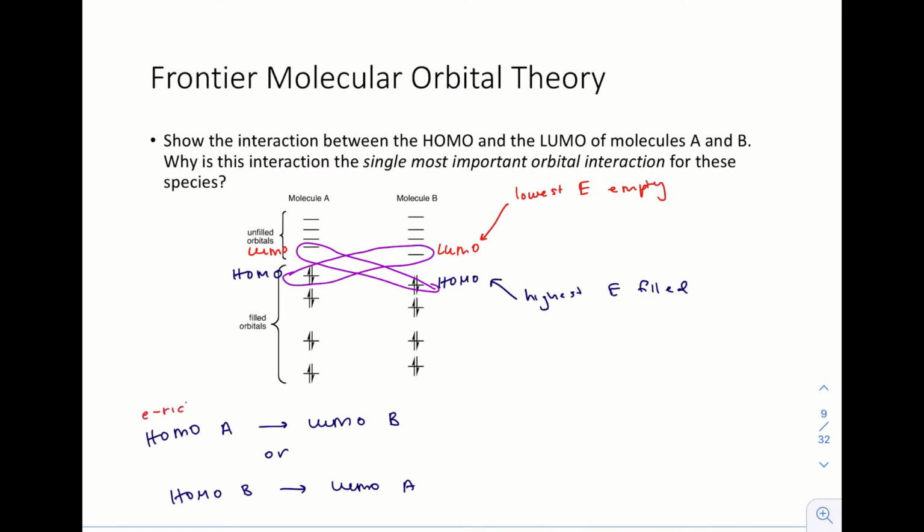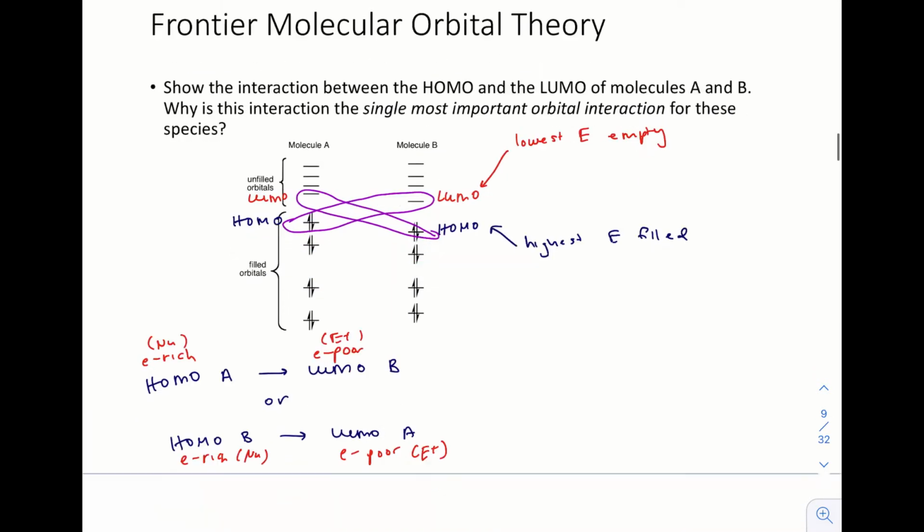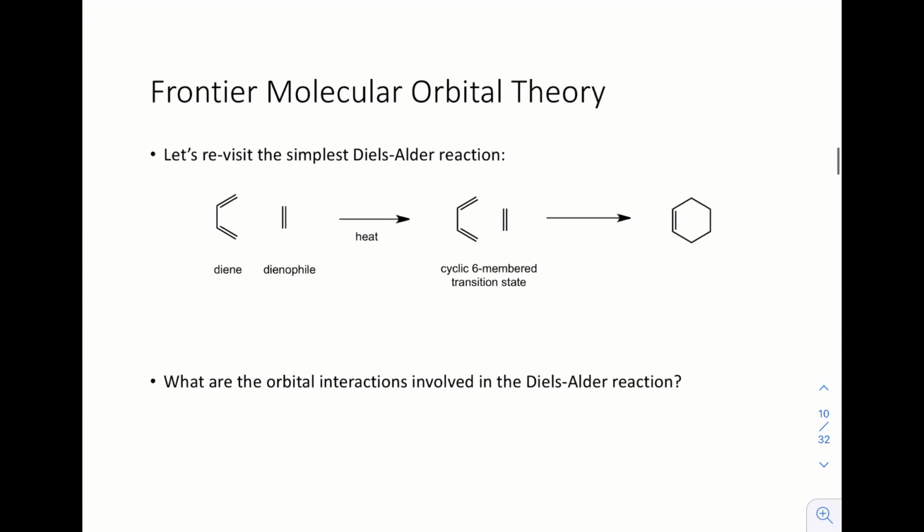acts as the electron-rich species, as the nucleophile, and donates electrons in its highest energy orbital to the lowest energy orbital of B. That would make B the electron-poor species or the electrophile. Or the other way around. B is the electron-rich species. It acts as the nucleophile, donating electrons to A, to its lowest energy empty orbital, making A the electron-poor species and thus the electrophile. Well, which is which? Well, it depends from case to case.